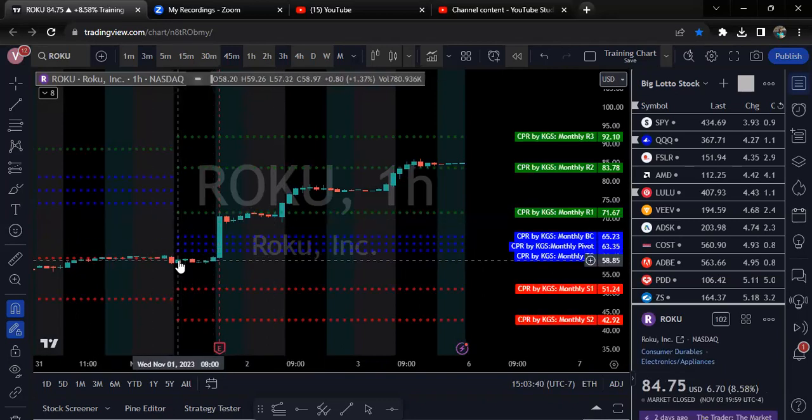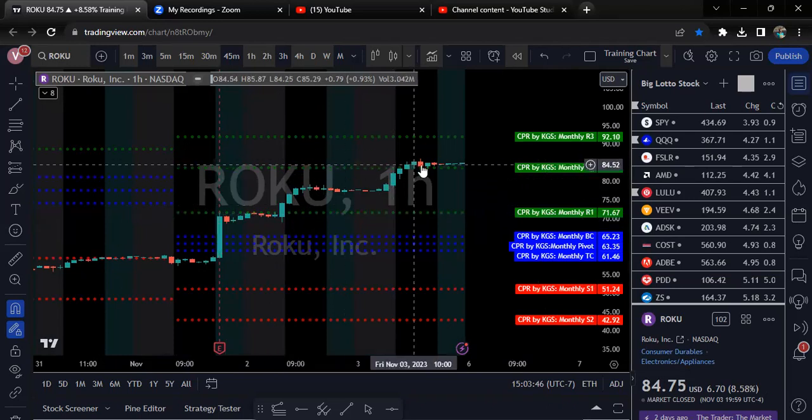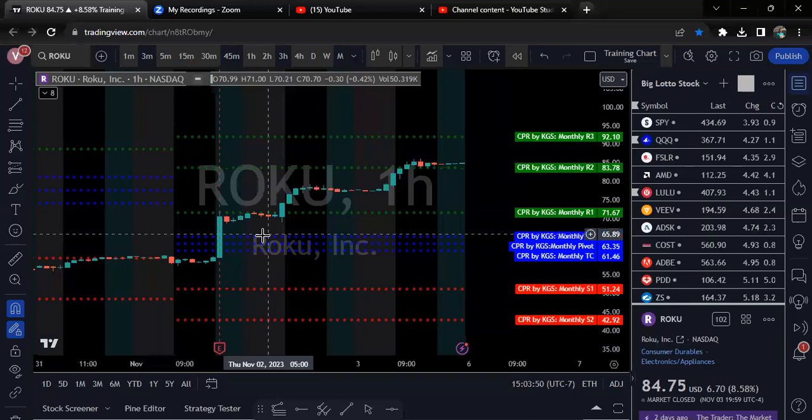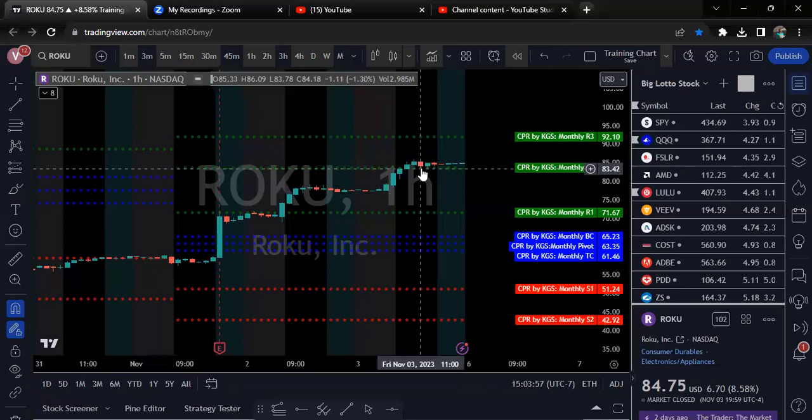For Roku, when the month started, it was below. So even if you didn't swing this, it hit R1 at 71, R2 at 84, and it's headed to R3 at 92. So if you are getting a call here, you know I'm holding up to 83, and I can still hold up to 92.